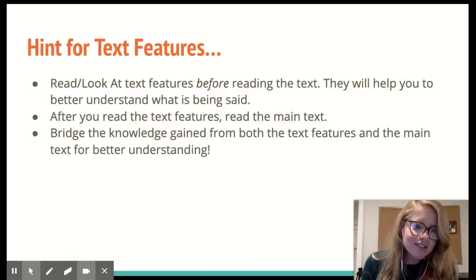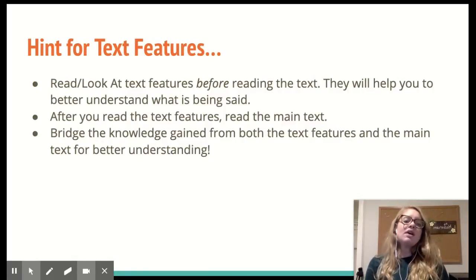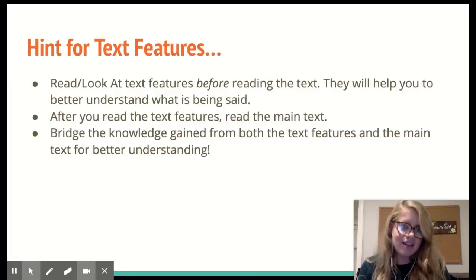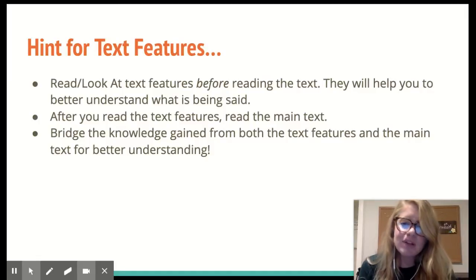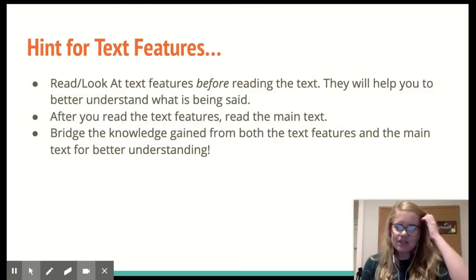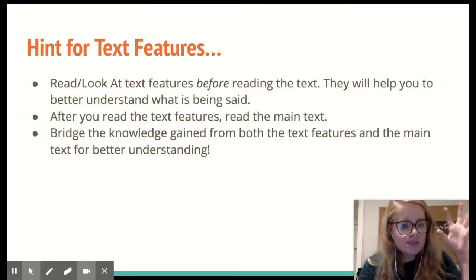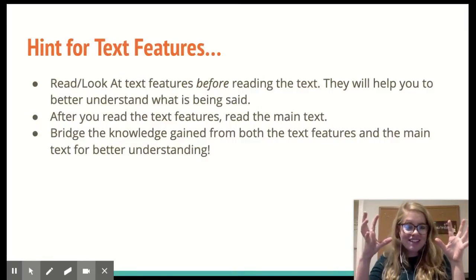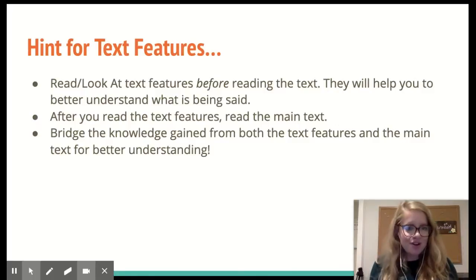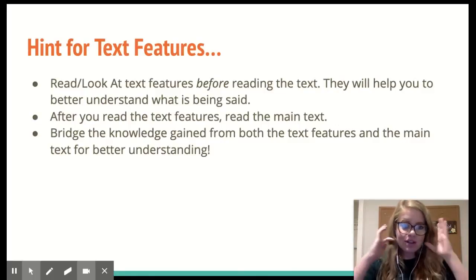So there are a few hints for text features to help them make sense to us a little bit more. So first, we want to read and look at the text features before we start reading the main text. That will help us to better understand what is being said. The second thing is that after you read the text features, then you read the main text. And then you use what you learned from the text features with what you learned from the main text, and you bridge them together to have a better understanding of the concepts that are being presented to you.